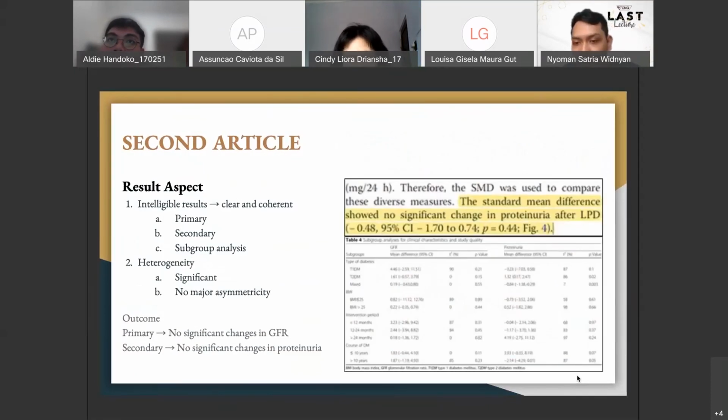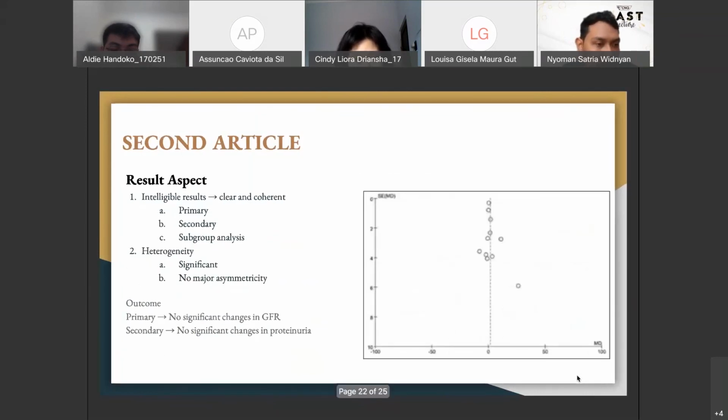And here we can see the second result. The standard mean difference was used to evaluate the changes in proteinuria. Based on the standard mean difference, there were no significant changes in proteinuria, and based on the clinical characteristics and the quality of the study, subgroup analysis was done in the systematic review. And based on the confidence interval, the results were precise as the interval was narrow. Next, sorry. So this is the picture of the funnel plot that shows there is no asymmetry. Next.